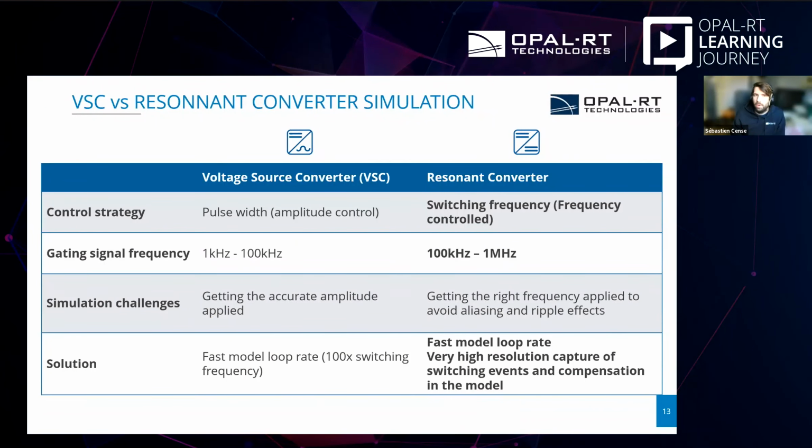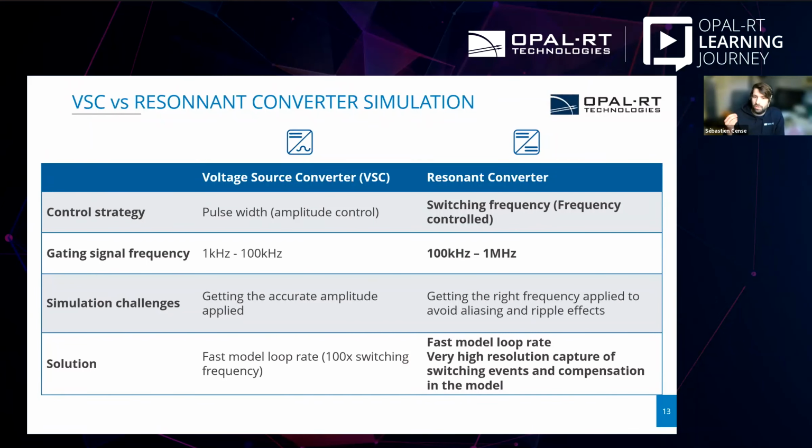Just to wrap up, if we compare what we were doing before in power electronics and what we are doing now: for VSC control, it was pulse width control, so it was amplitude control. And now we are moving to switching frequency control. The gating signal frequency went from 1 kilohertz to 100 kilohertz, and now it's more than 100 kilohertz and can go up to 1 megahertz. So the simulation challenges are not the same as before. Before, getting the accurate amplitude was very important. But now getting the right frequency applied and avoiding aliasing and ripple effect is what makes the simulator accurate.